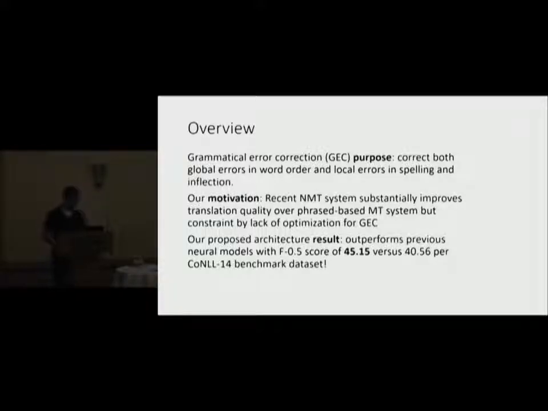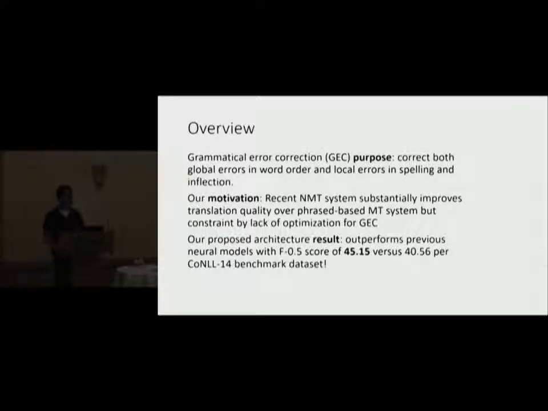So first, grammatical error correction. The GEC purpose is to correct the local errors in the word order, while for the local errors, we want to correct spelling and inflection. The motivation that we recognize so far is that the recent neural networks, the NMT, have substantially improved over the phrase-based machine translation. However, there is a constraint of lack of optimization in the GEC when it has been applied.